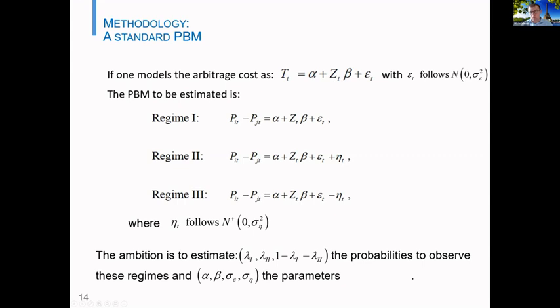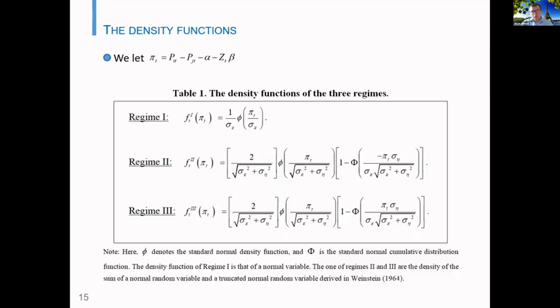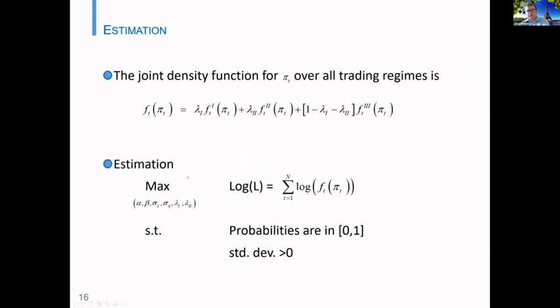And of course, if regime one is observed the most frequently, then we have a high degree of spatial integration. If the two others are observed, then we can conclude in a different way. So to do so, usually you specify the log likelihood function, and you estimate it by maximizing the log likelihood. It's a technical aspect. I don't want to go in that direction.